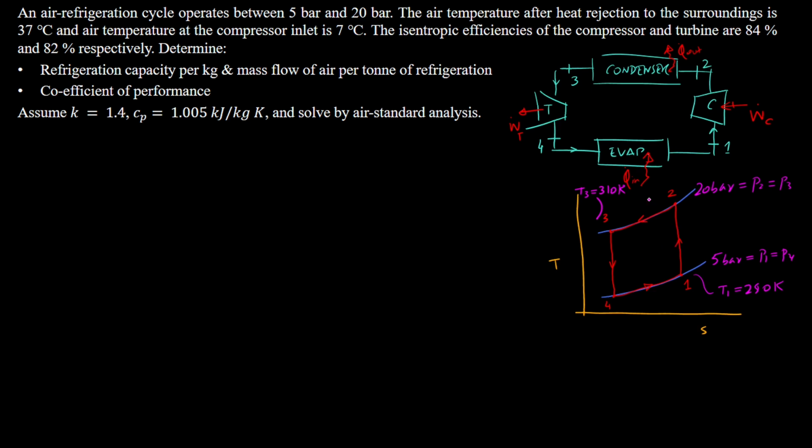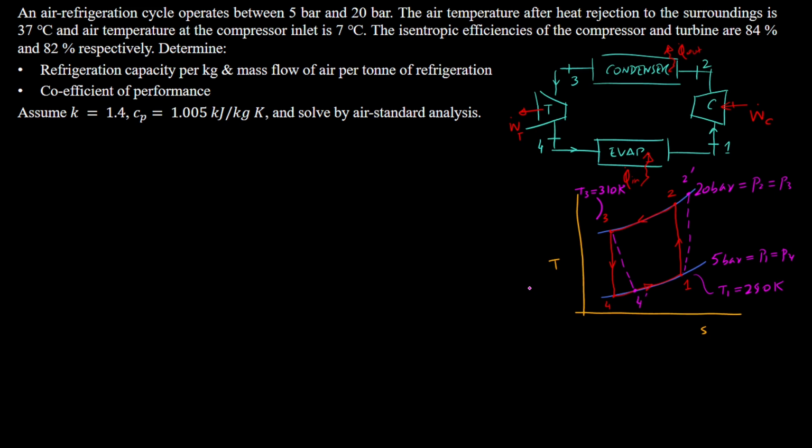For the actual processes, we're only going to be considering the non-isentropic effects across the compressor and the turbine, because we've got isentropic efficiencies given to us. So that means 1 to 2. This is the ideal process, but the actual process is going to be like this. So 2 dash is going to be here, and then we're going to have 4 dash over here as the actual process.